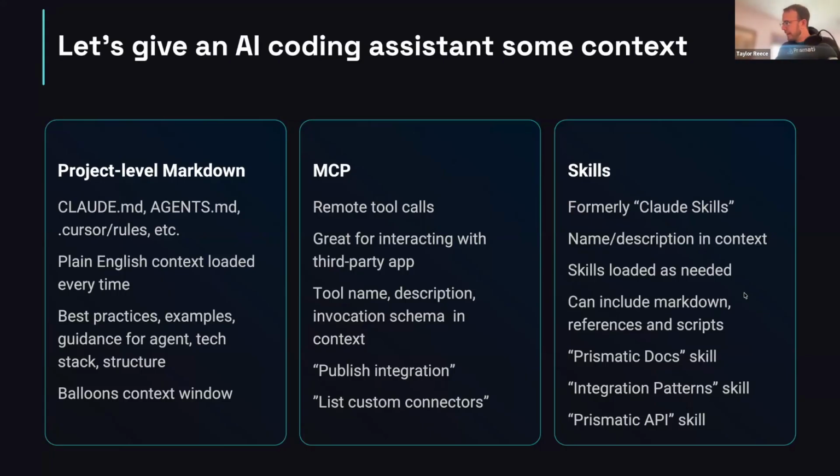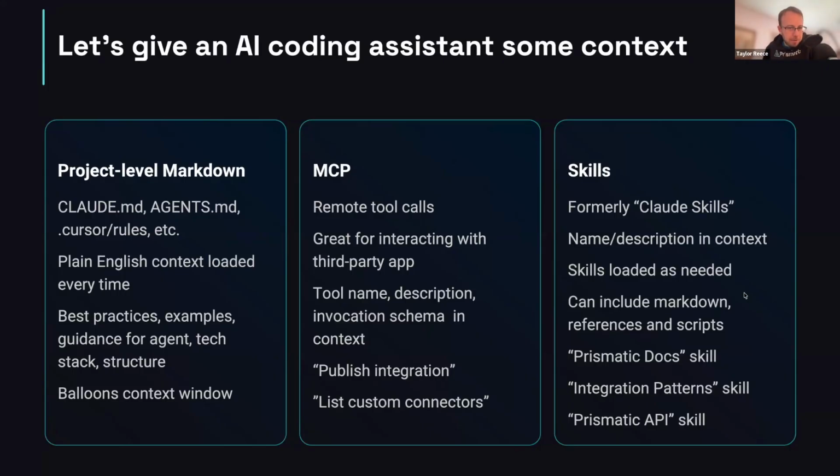So we've got some skills. We've got a Prismatic documentation skill that helps your AI agent search our documentation more readily. An integration pattern skill. I ran out of space to type. We also have a custom connector and custom component pattern skill as well. And then the Prismatic API skill helps your AI agent interact with Prismatic's API more readily.